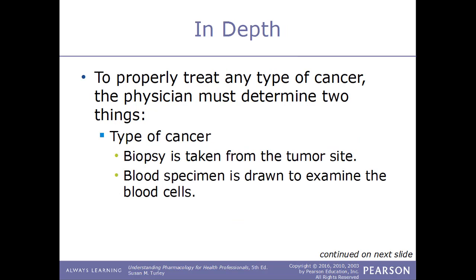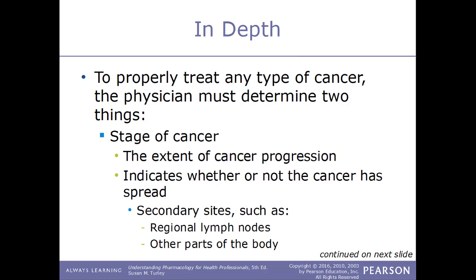Now, to properly treat any type of cancer, the physician must determine two very important things. The first one is the type of cancer, and this is done by biopsies being taken from the tumor site, or also blood specimens that are drawn to examine the blood cells. The second point is the stage of the cancer. This shows the extent of the cancer progression, as it indicates whether or not the cancer has spread to secondary sites in the body, such as lymph nodes or other parts of the body in general.